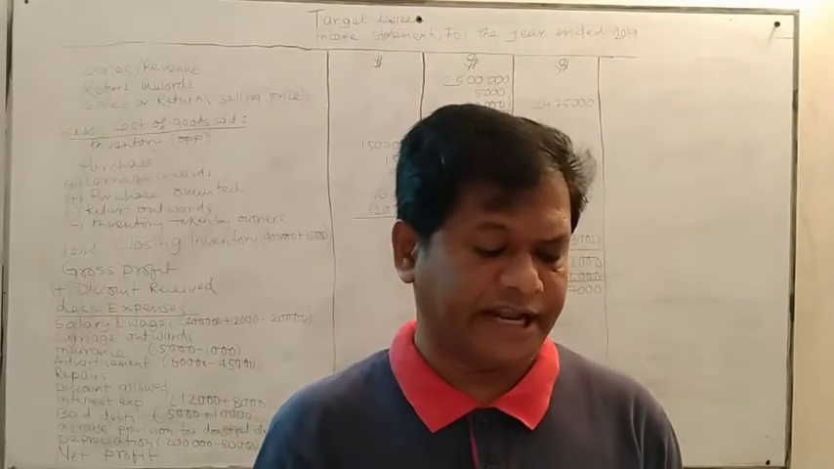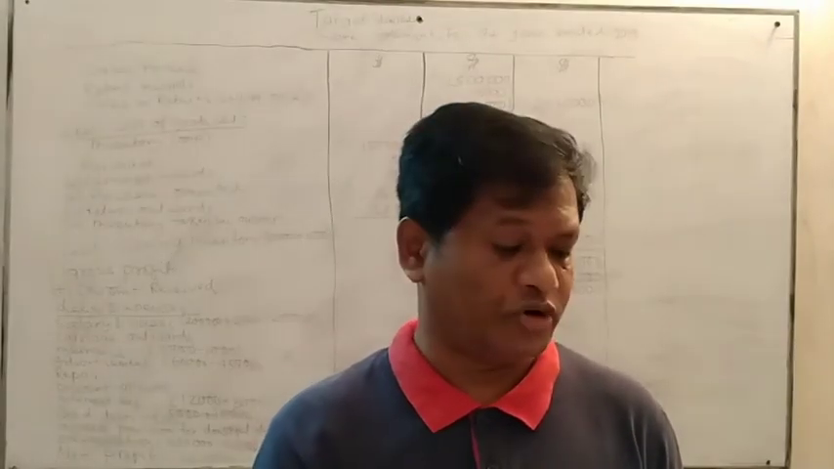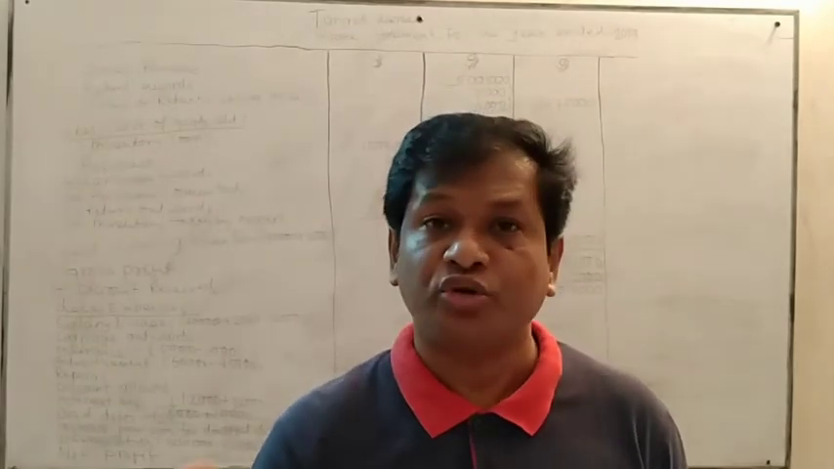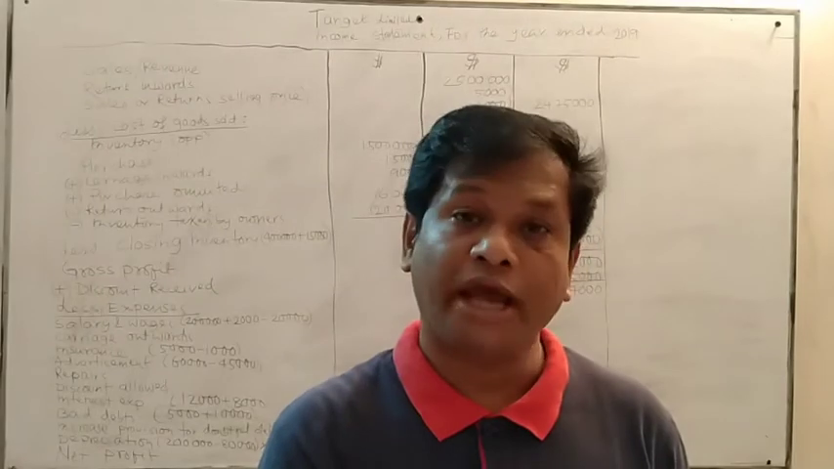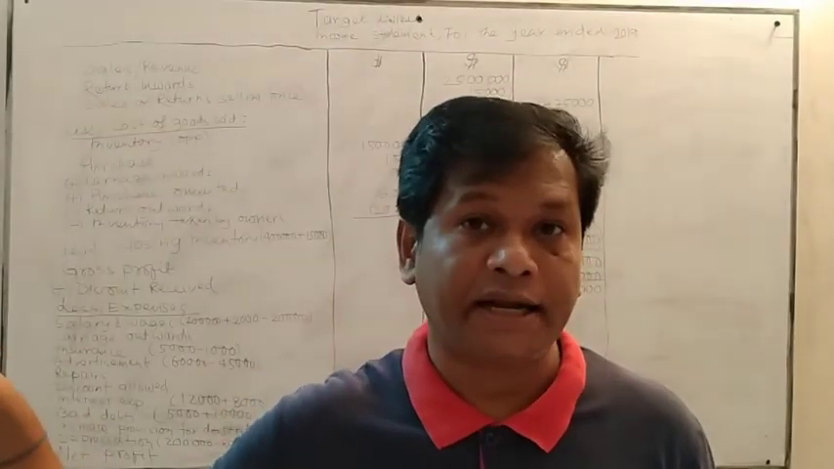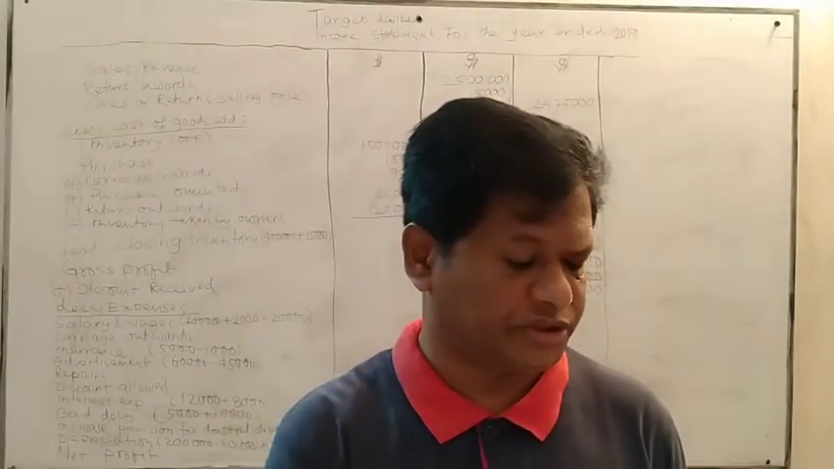Number 9, salary and wages outstanding. This amount is 2000, yet to be paid, not yet paid. So it is to be added up with the salary account, and again it is to go to the current liability section in the balance sheet.